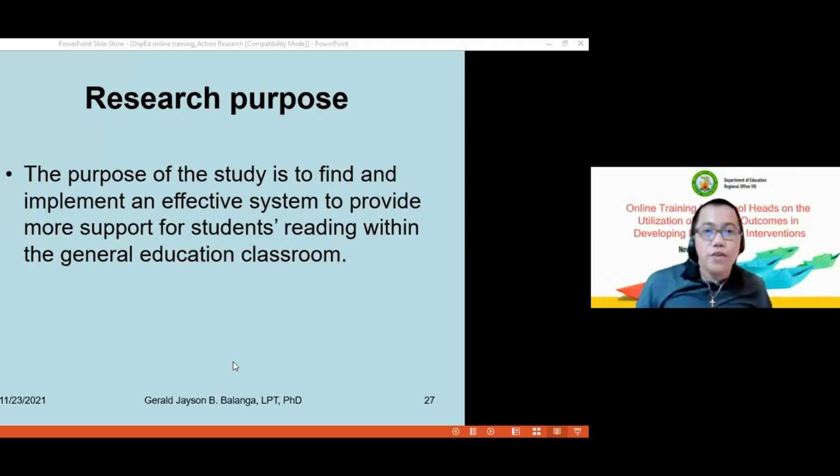Sir, action research is only for teachers? Pwede rin si school head. Of course, pwede rin. Pwede collaboration ng teacher at ng school head. Pwede yun, Esteban. So, research purpose, one sentence only.